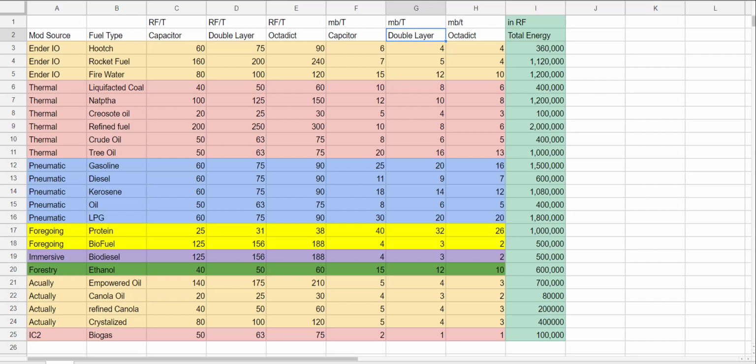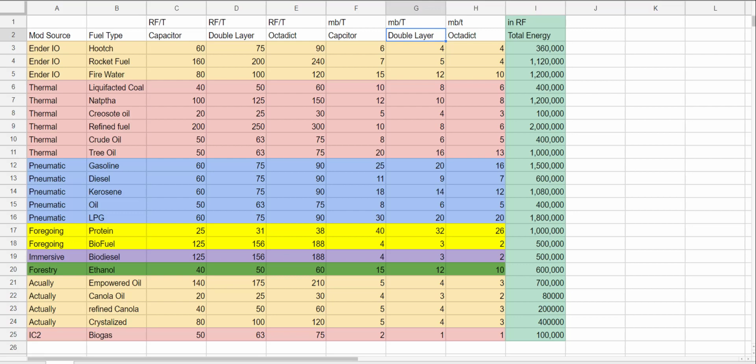I don't know why it works that way. I don't know what formula he's using, but just a simple mathematical calculation: the RF per tick and the millibuckets per tick, you're using 3 millibuckets per tick multiplied by the empowered oil, that's 630, and he's just bringing it out by a factor of about 1,000, I think. Yeah, that would put it at 630,000, so that might be the formula he's using.